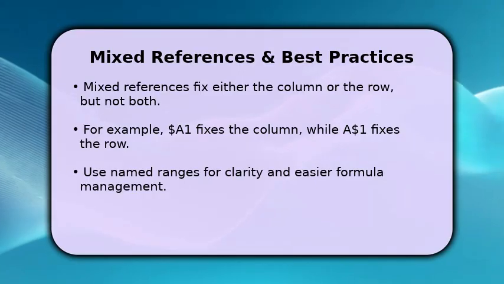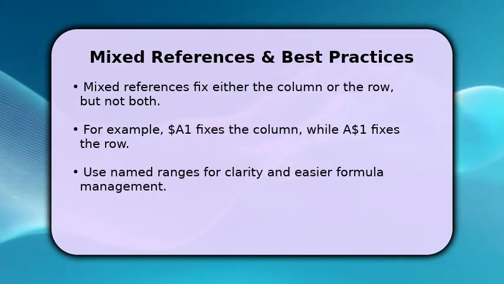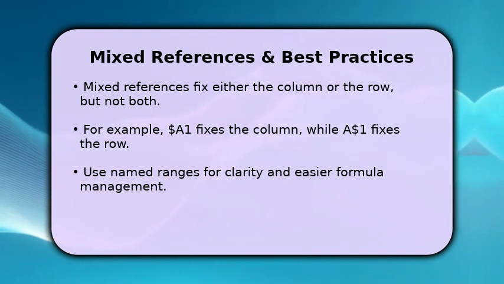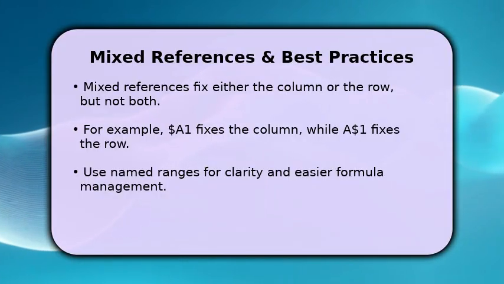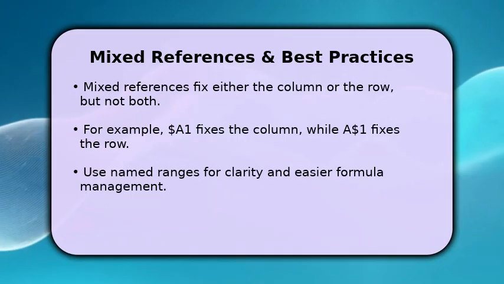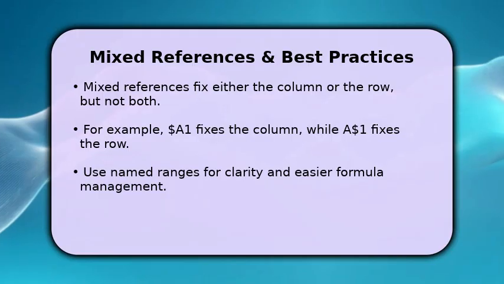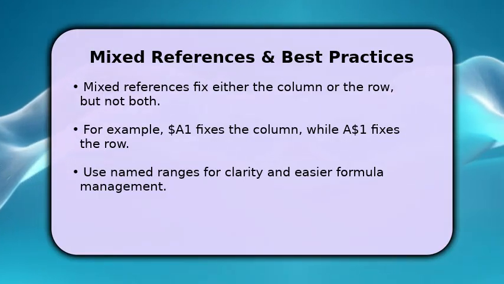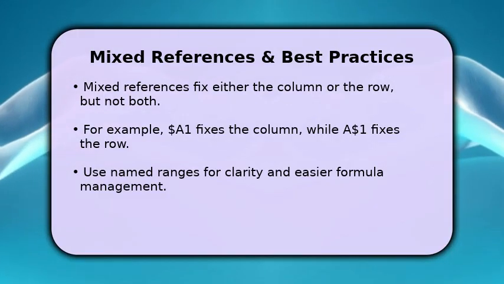Mixed references offer a flexible middle ground. You can fix just the column, like $A1, or just the row, like A$1. This is incredibly useful for creating complex tables where you need to lock one dimension while allowing the other to change. For best practices, consider using named ranges for important cells or ranges. They make your formulas much more readable and easier to manage for anyone.